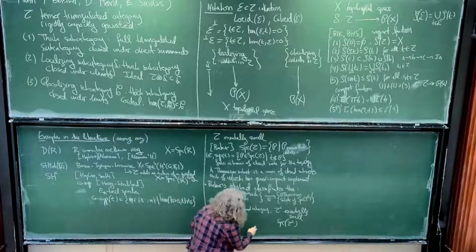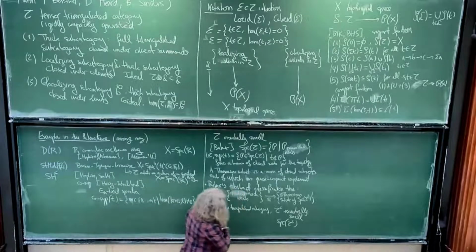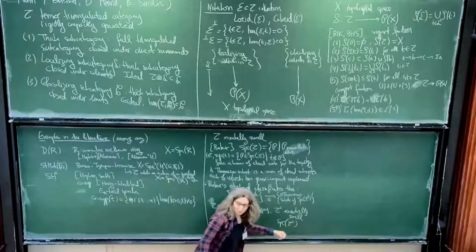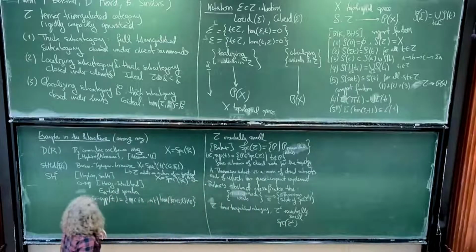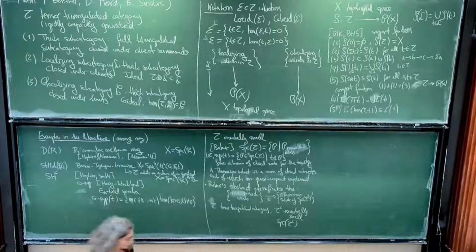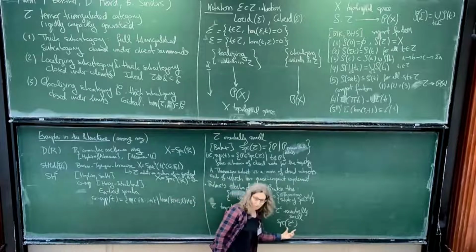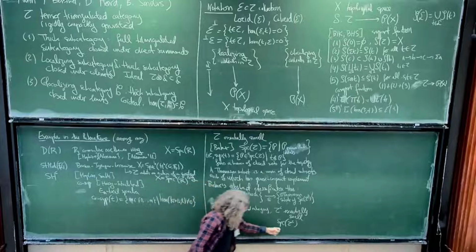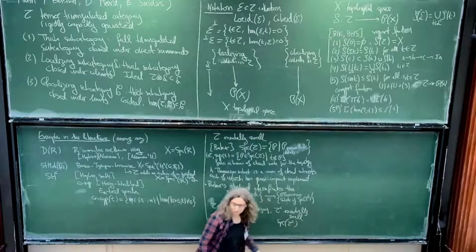And the idea is not only to look at compact objects, but to see if one can parameterize the localizing and colocalizing ideals using this very same topological space that is used to classify the thick ideals of compact objects.